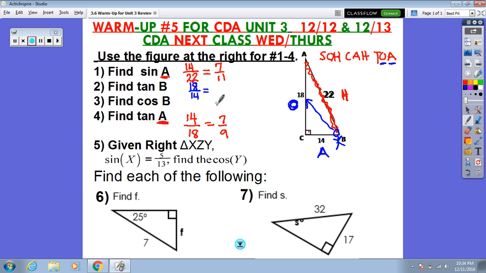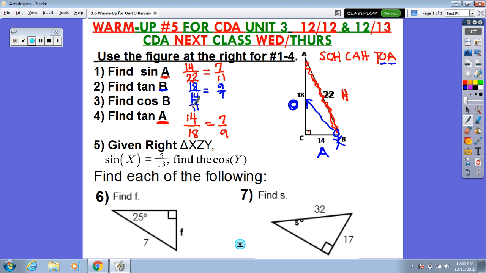Alright, and in my calculator, I'll simplify that. 18 divided by 14. Hit math and hit enter 2 times. We get 9 over 7. So if you notice, the tangent of B and the tangent of A are the same thing, except they are reciprocals of each other. Okay? Now the cosine of B, we should already know, is 7 over 11.